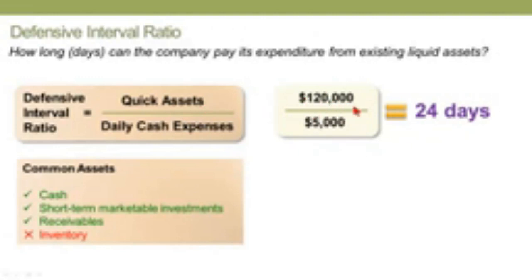So in the case of our hypothetical example, $120,000 in quick assets, and let's say the daily cash expenses of the company were $5,000, then we've got an estimate that this company could continue to pay its operating expenses for about 24 days before running out of quick assets.